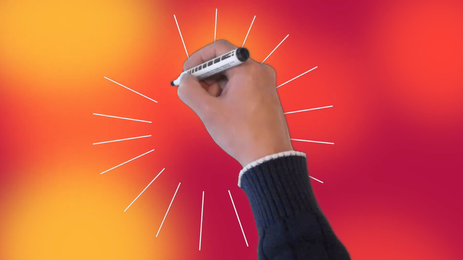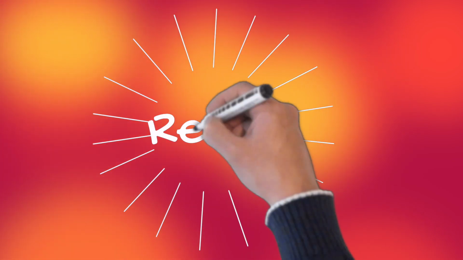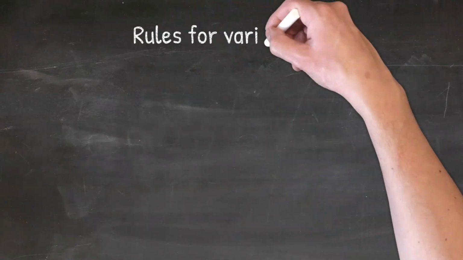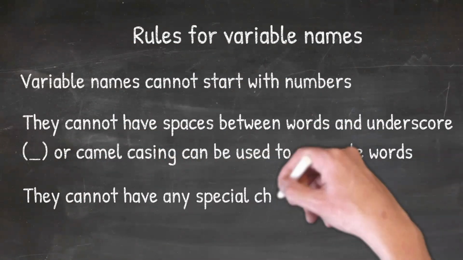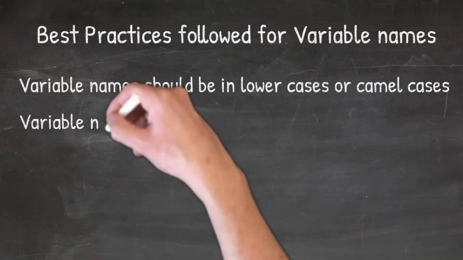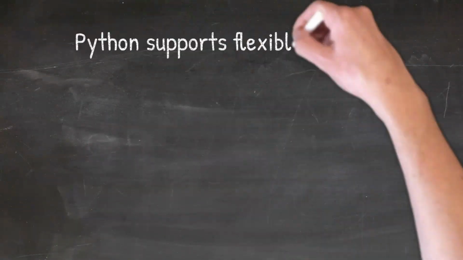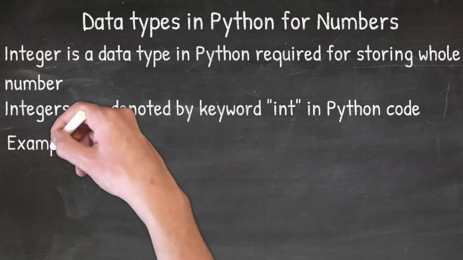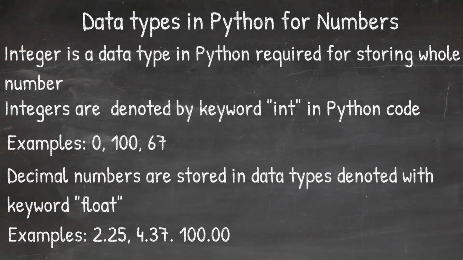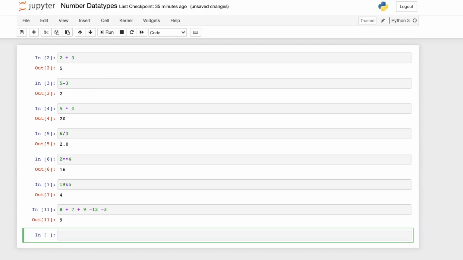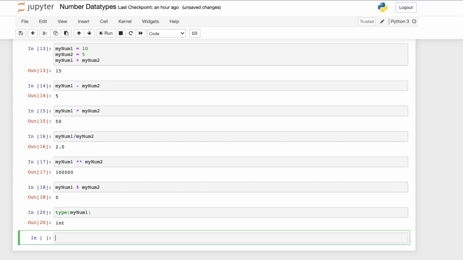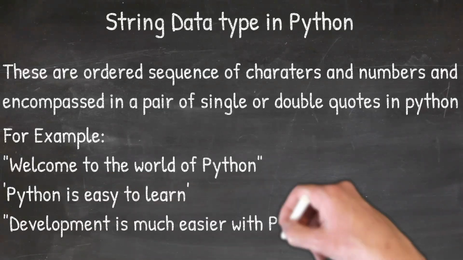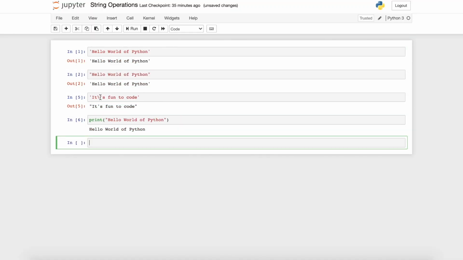Before we start, let's do a quick recap on my previous video. In my previous video, we discussed variables in Python and how to give variable names, and also we learned the best practices for giving a variable name. We also discussed that Python supports flexible data types, and also we discussed the number data types, which include integer and float data types. Then we did some practicals on the Jupyter notebook with number data types. Next we discussed about string data type and did some practical examples in the Jupyter notebook.